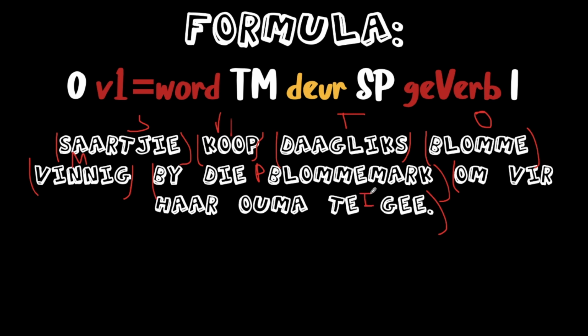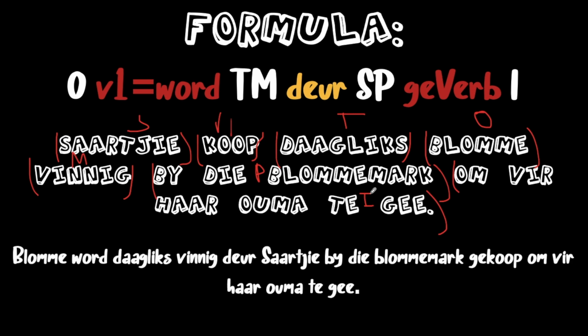Okay, and if you look at the sentence, we know now we're doing present tense, but koop is a normal verb, so it's present tense, so that's step 2. And then if you look at the sentence, there are no pronouns that are used alone as the subject or the object. So once you've done this, if you have memorized this formula, you would be able to rewrite it into the Lydende Vorm. So our answer would be, blomme word daagliks vinnig deur Saartjie by die blommemark gekoop om vir haar ouma te gee. Okay, so it's just restructuring stompie.